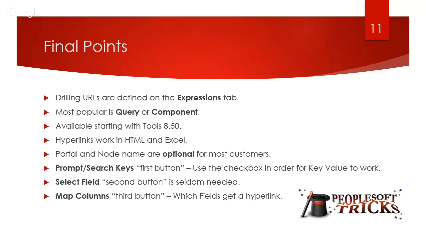The first button is going to be letting us know, how do we actually search? What data should be passed to the prompt or the search key? And again, make sure you use that checkbox. The second field is seldom used, that select field. And that is in case you have an external website and you need to do pairs, where you may have to say, role name is equal to the value, and that's actually in the URL, then you'll want to play around with that second button for those rare cases. And the third button is the map column. Which field is actually going to get the hyperlink?